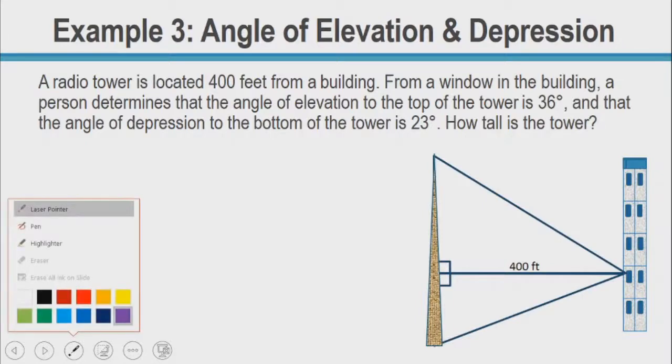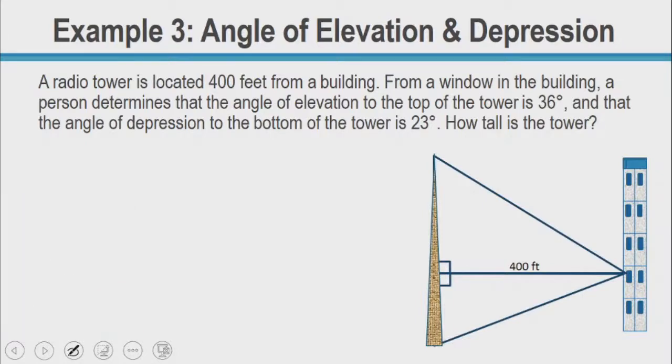So we are told that the angle of elevation from the window is 36 degrees. So this is 36 degrees. And then the angle of depression is 23 degrees. So we are now asked to find the height of the tower. So let's call that H. So we are looking for H.